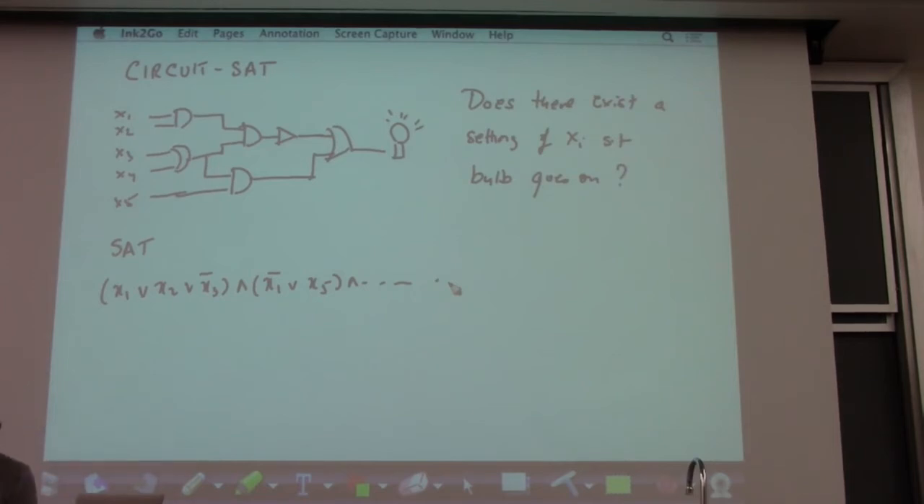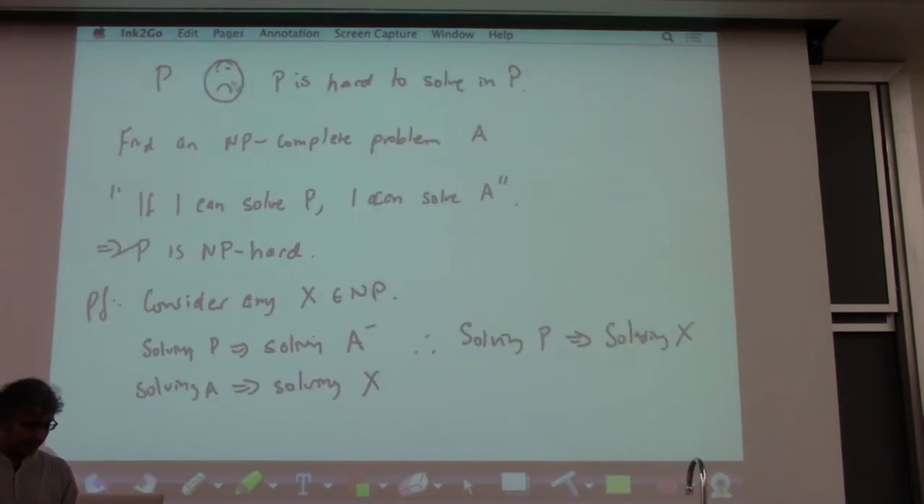Okay. So let me define to you what a reduction is. We had this statement two slides ago, I think, that said something like this: find an NP problem A. If I can solve P, I can solve A, and then we're done. I want to explain this now in a bit more detail, as to how you go about showing that the problem is hard to solve.